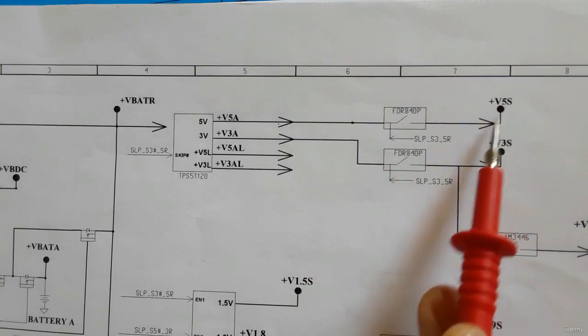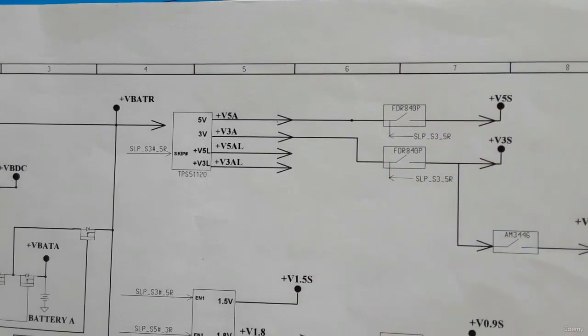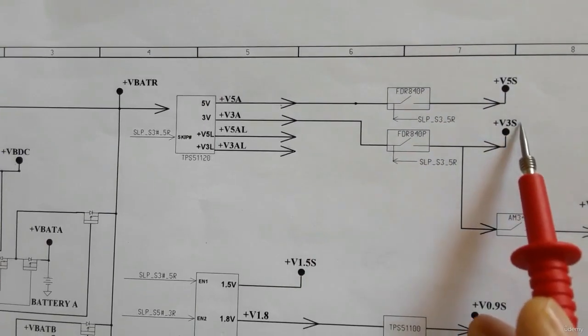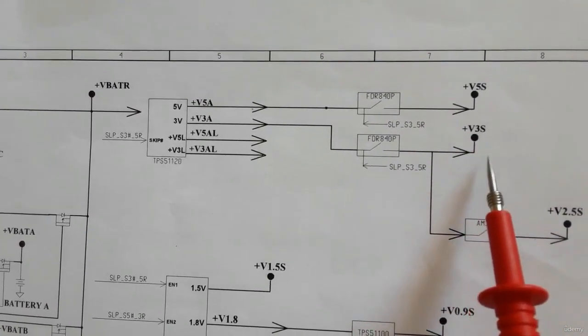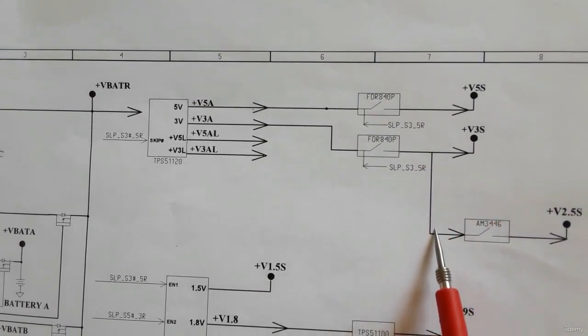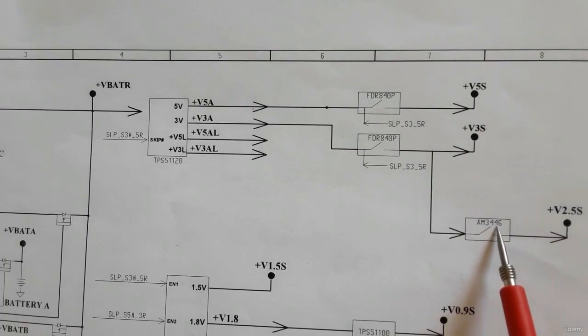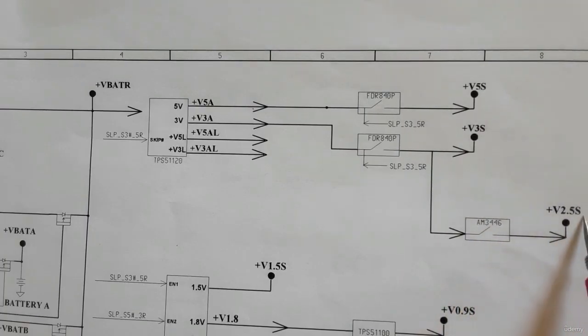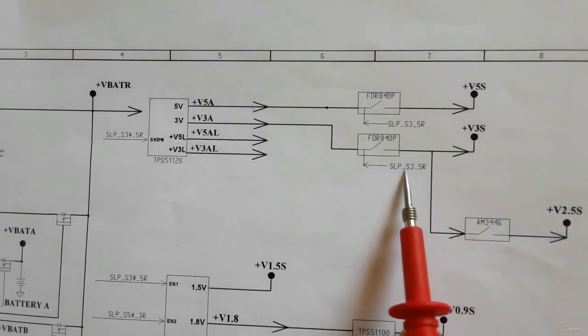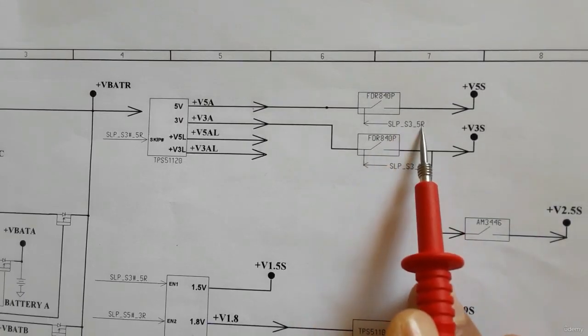This is a normal voltage. Then the 3 volt, as you can see, will be applied to another circuit, the AM3446, and we will get 2.5 volt. So this is the 3 volt 5 volt power circuit, of course, after receiving these enable signals.